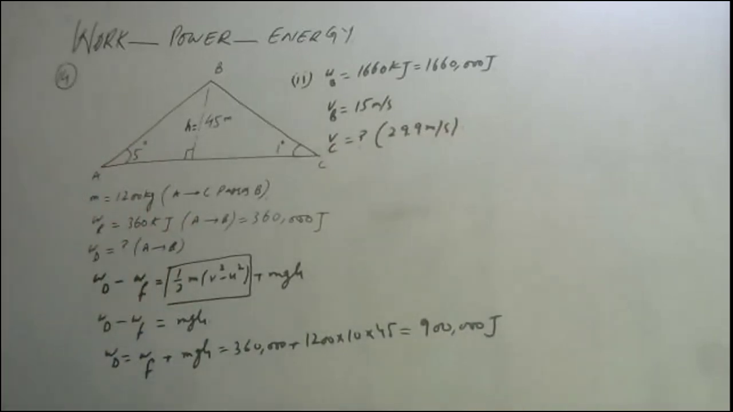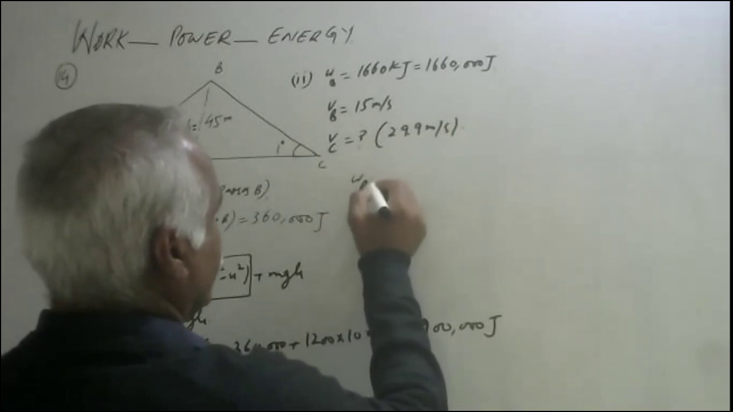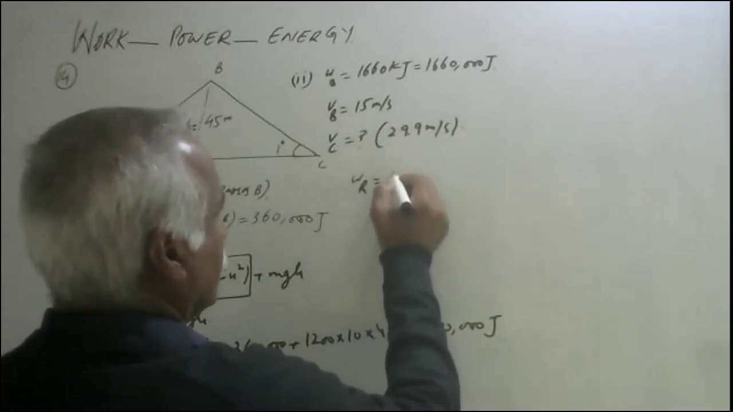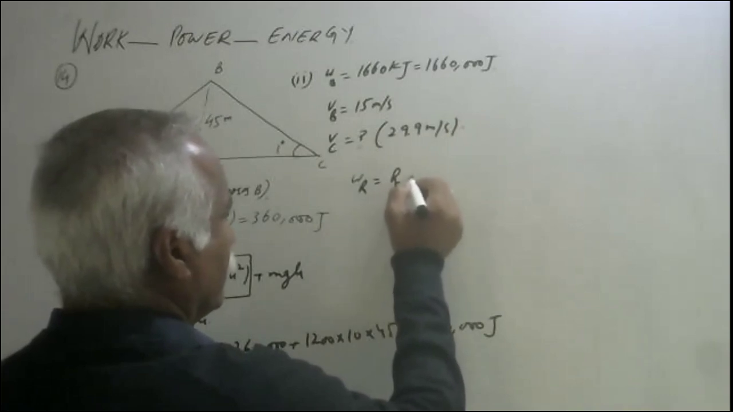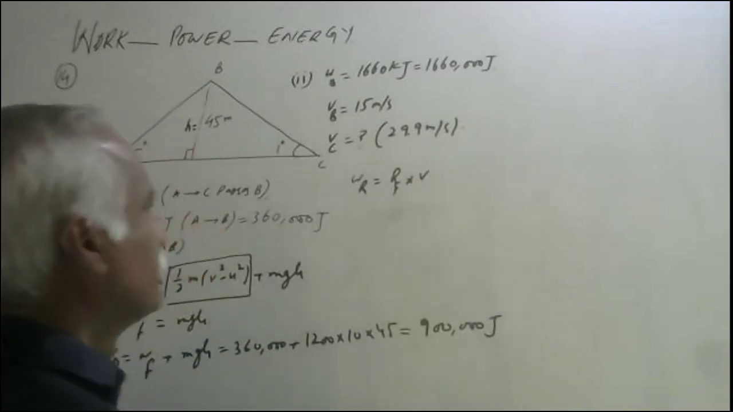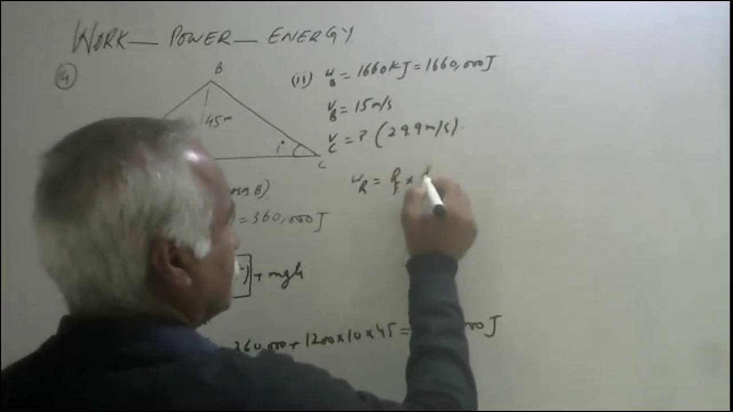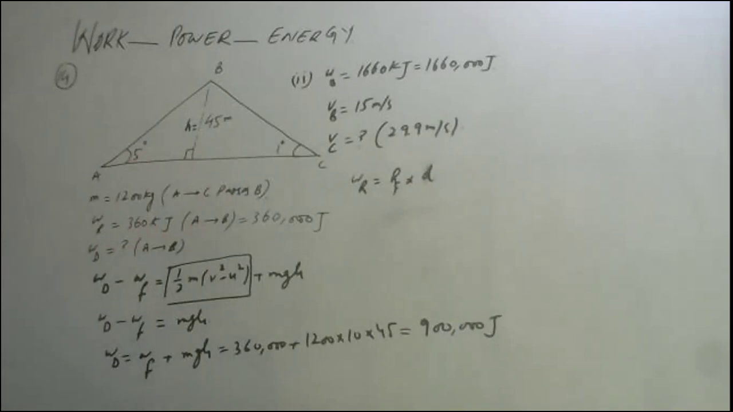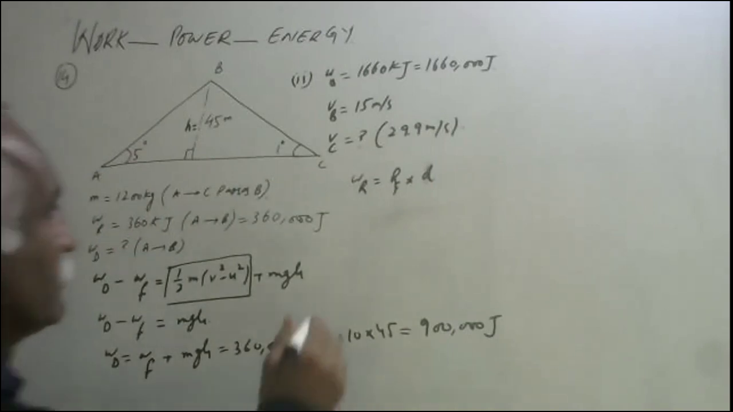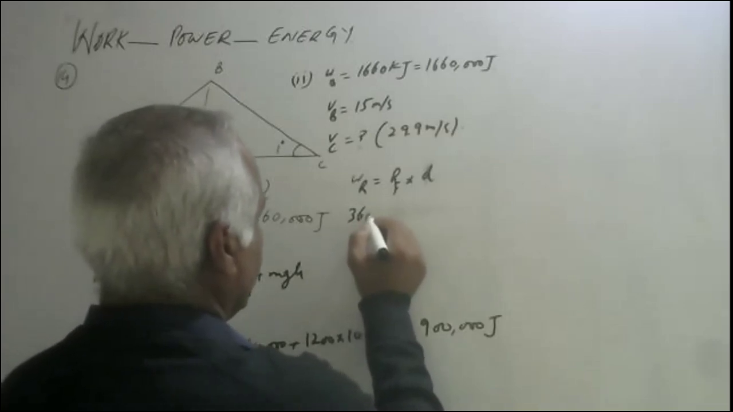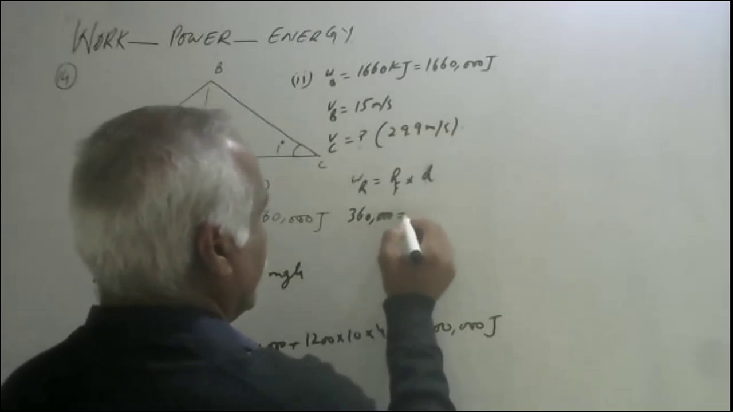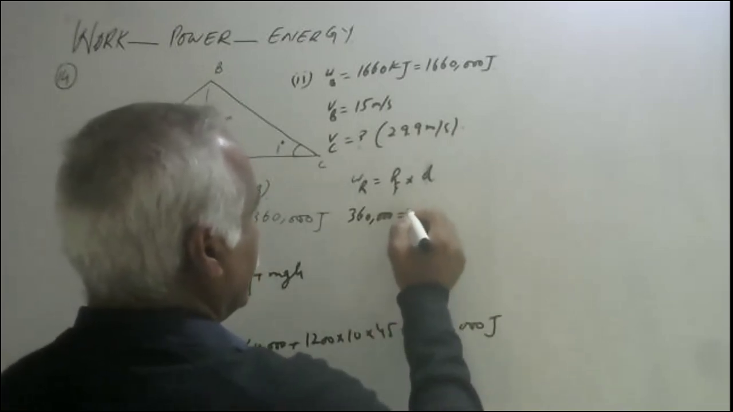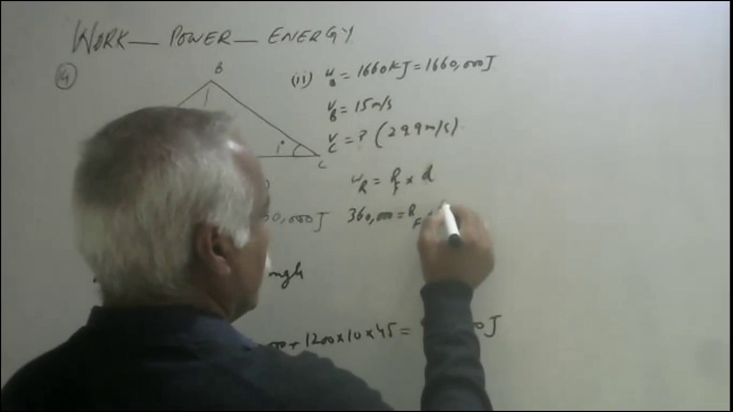So when the car is moving from B to C, we know that the work done by the resistive force is equal to the resistive force into the distance. So for this motion from B, work done by the resistive force is given as 360,000, because it remains the same, and that equals the resistive force into D.